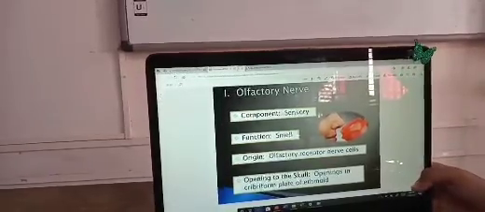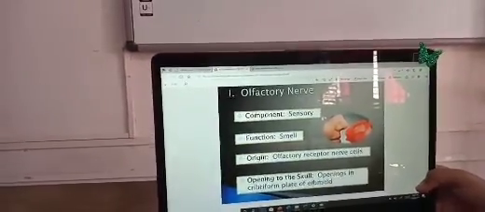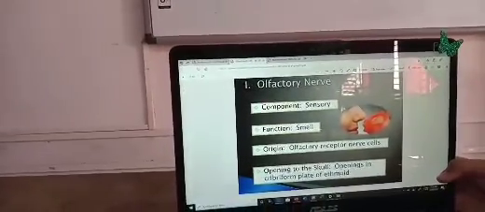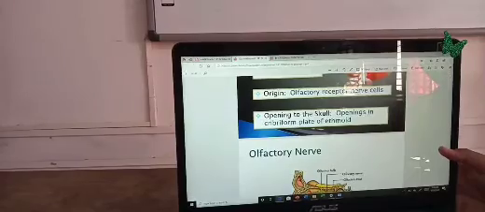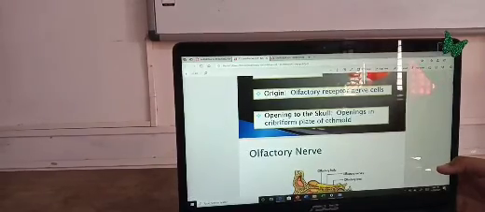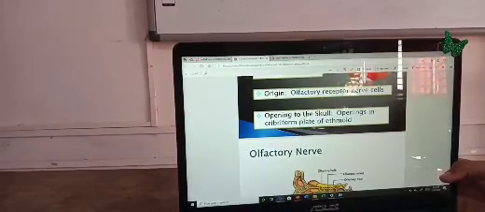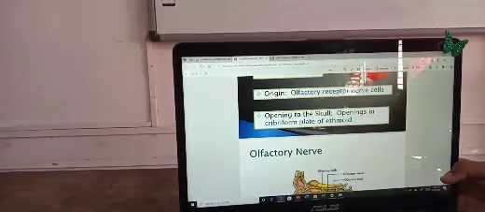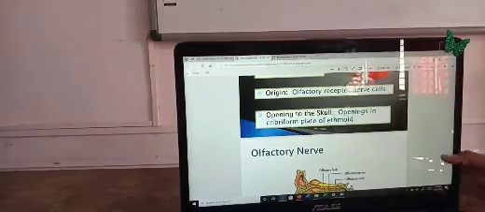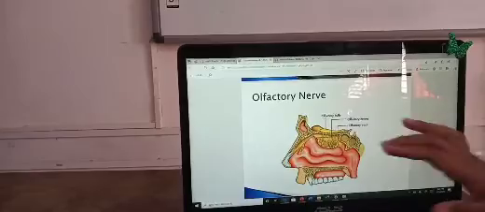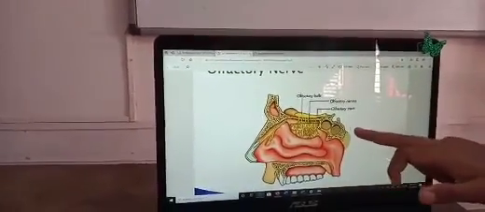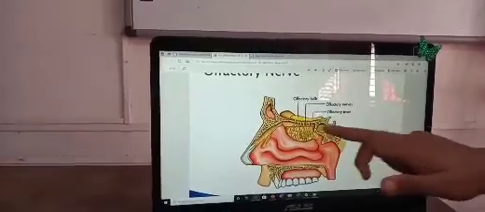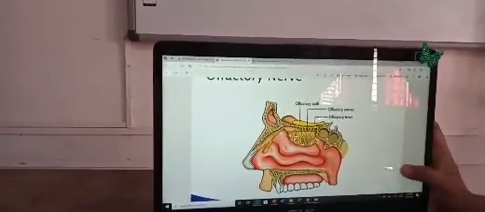The olfactory nerve is a sensory nerve. It helps in smell. It originates from the olfactory receptor nerve fibers. It opens into the cribriform plate of ethmoid. Now if you have your osteology book, you can see where this cribriform plate of ethmoid is. Now this is where the olfactory bulb, olfactory nerve, olfactory tract, this is the cribriform plate of ethmoid.